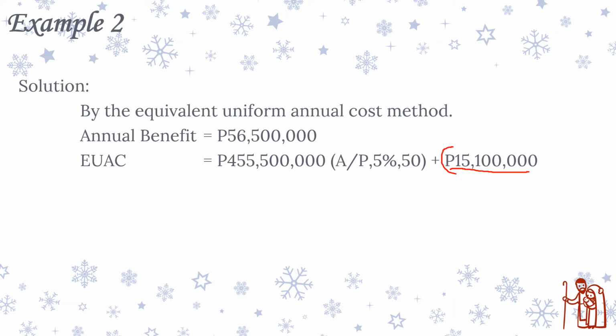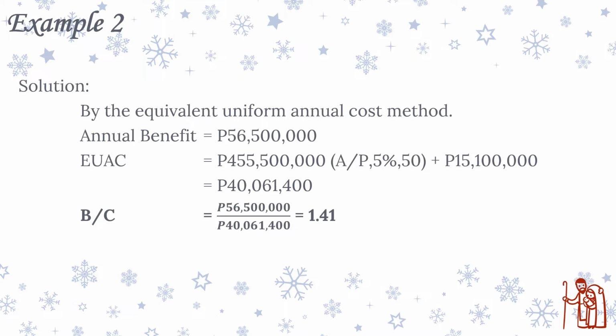This one is already annual, while this one is present. That is why you have to convert it into its annual worth using this factor. We already know the formula for that. I did not expand on the solution, class, because it is long, but in your answer sheets, I would expect the formula too. So again, do not skip solutions. Okay, so this is your total equivalent uniform annual cost. Therefore, you can get your benefit cost ratio.